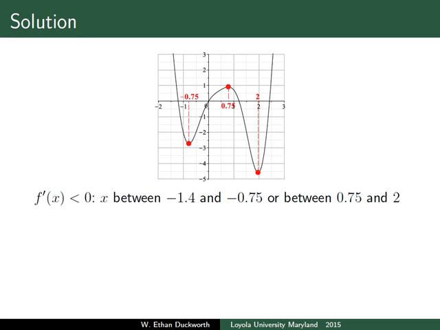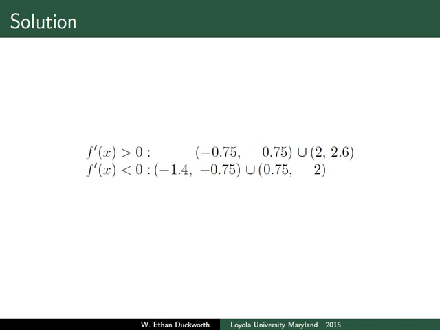F prime is negative if x is between negative 1.4 and negative 0.75, or between 0.75 and 2. And again, the negative 1.4 is simply where the graph ends. We can write this more compactly using inequalities, or even more compactly using interval notation. Now, if you compare our answers for parts A and B, you should see that each number got used twice. Once to mark the edge of where the first derivative is positive, and then once to mark the edge of where the first derivative is negative.